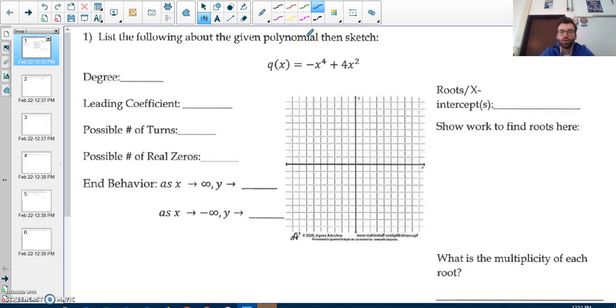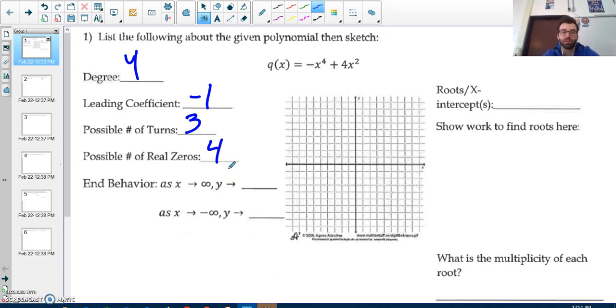All right, so here we are with number one on Cumulative Review 11. Let's get to it. The degree of this polynomial, the highest exponent, is 4. The leading coefficient, the number attached to that variable, is negative 1. The possible number of extrema, also known as turning points, is always 1 less than our degree, so that is 3. The possible number of real zeros is always equal to our degree, so that's 4.